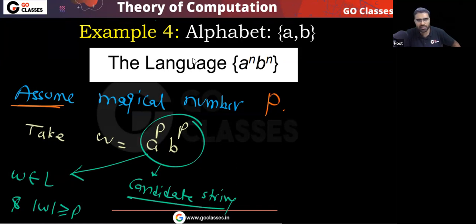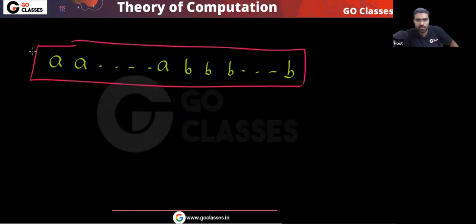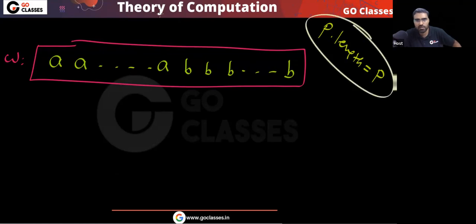Now you tell me, will this candidate string violate? So take W equal to this. Let me tell you, this will violate. For example, this is your a power P, b power P. This is the entire string. Remember, we are checking P, the pumping length. Which magical number are we checking? We are checking the magical number equal to P. Pumping length equal to P.